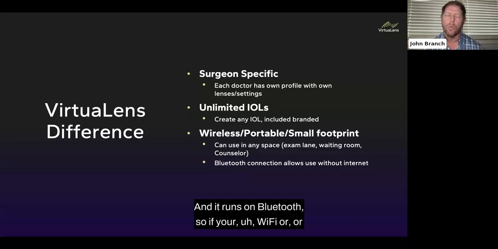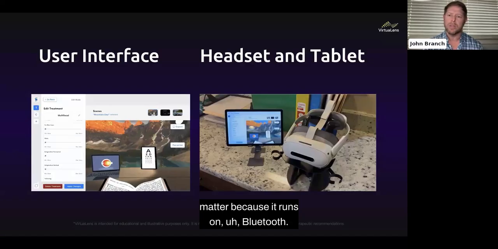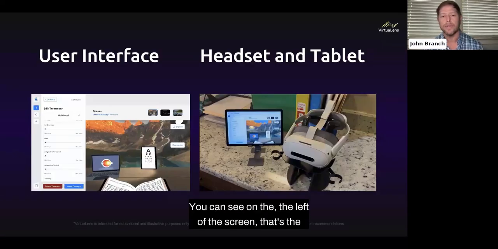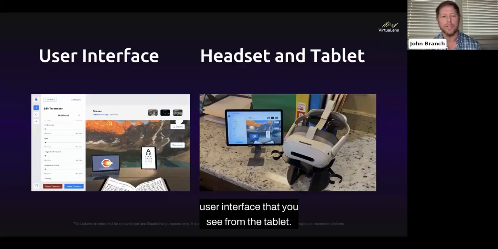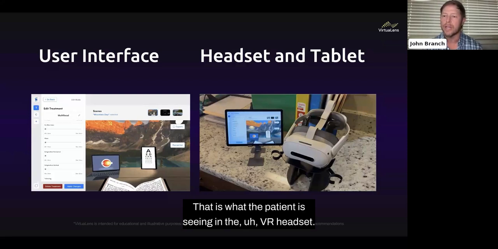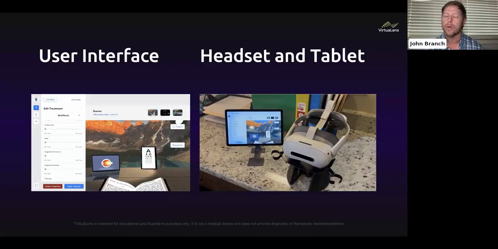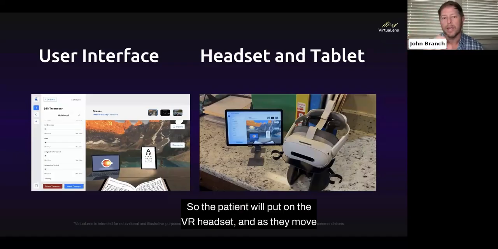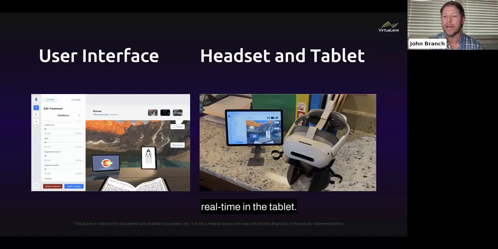So if your Wi-Fi or internet connection is not good in your area, it doesn't matter because it runs on Bluetooth. This is it. You can see on the left of the screen, that's the user interface that you see from the tablet. So on the left side of the screen, there's different filters that you use to create a specific lens. And then on the right, that is what the patient is seeing in the VR headset. So the patient will put on the VR headset, and as they move their head around, you're seeing what they see real time in the tablet.